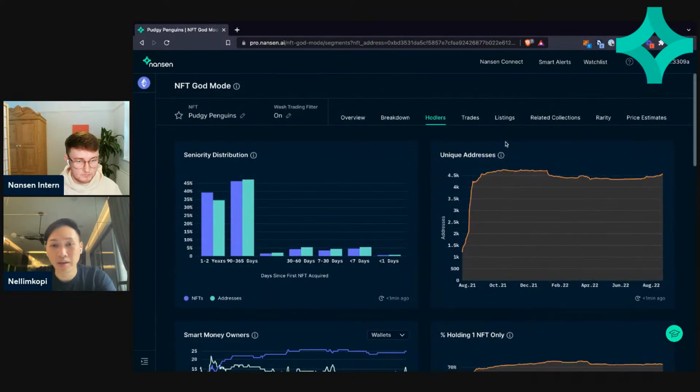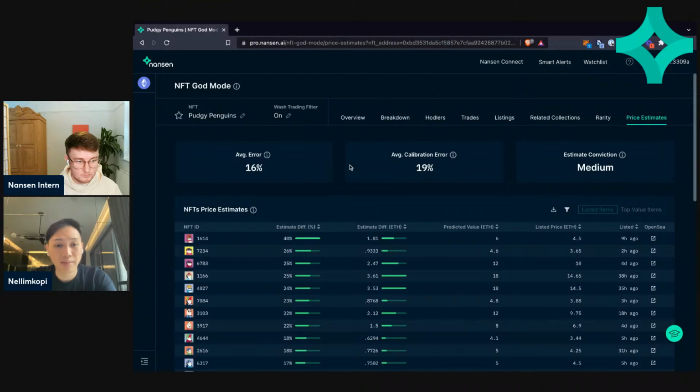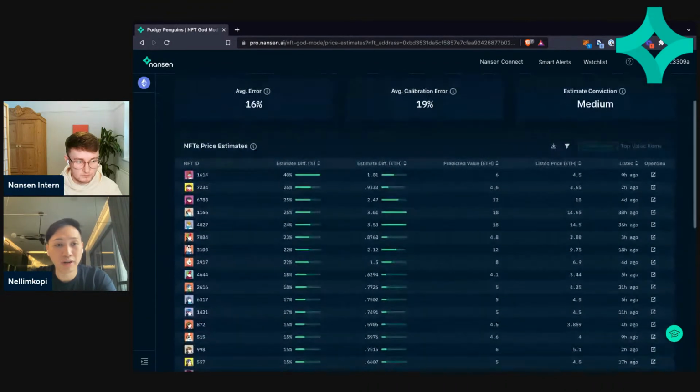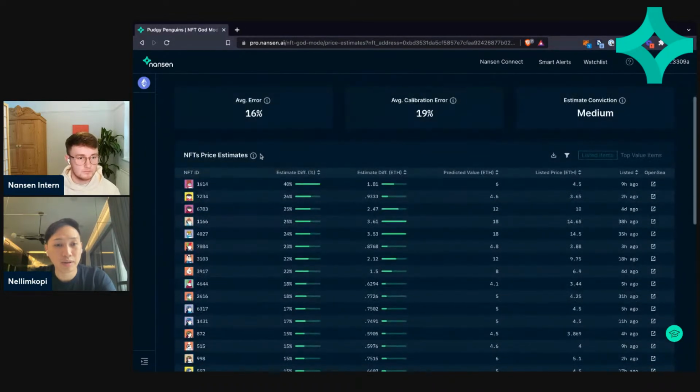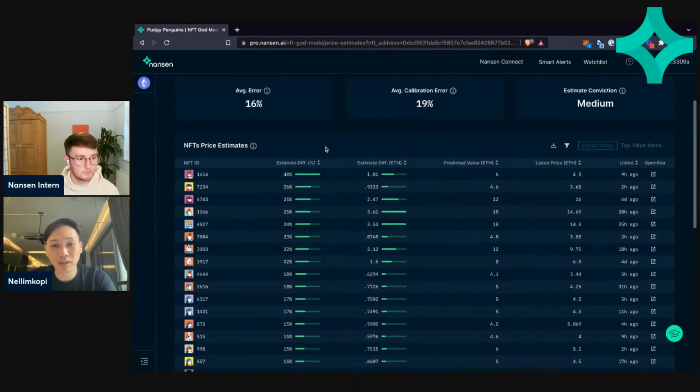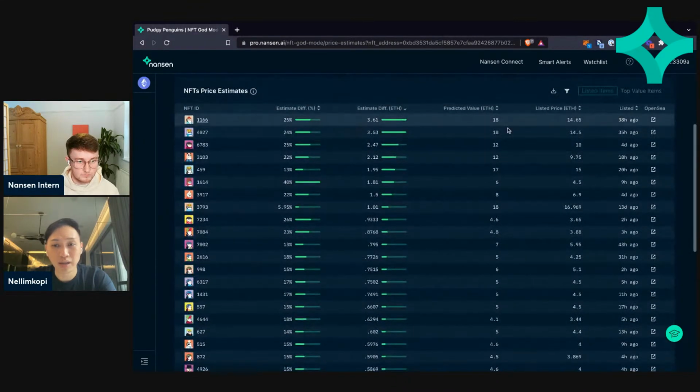So something that we have recently, I wouldn't say added, but we have recently put out a new version. It's the price estimator. It basically spots opportunity for you in the market. If anyone is mispricing their NFT because they're not familiar with the collection, or they want to get rid of it because of liquidity, and so on and so forth, you can spot opportunities here by looking at how much it is being listed for and the predicted value of that particular NFT.